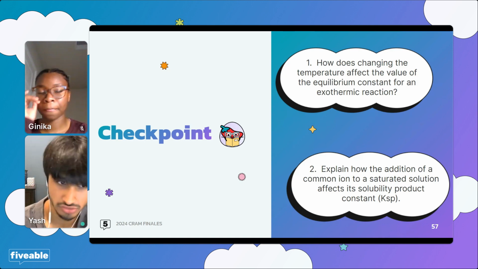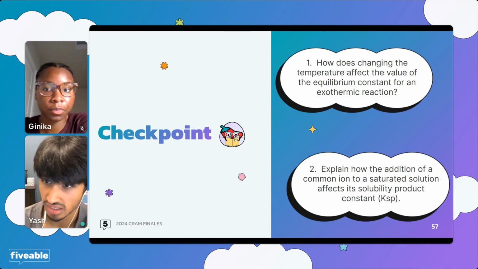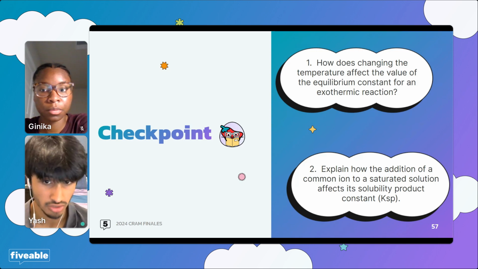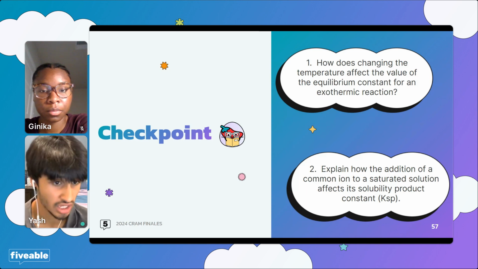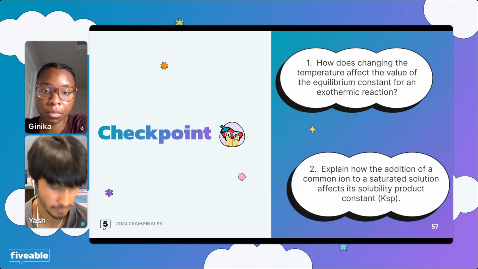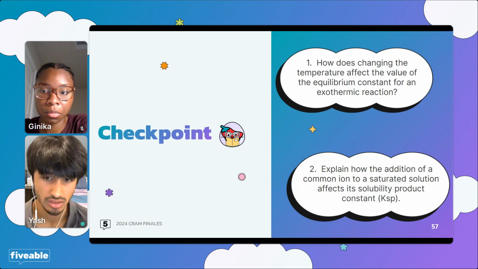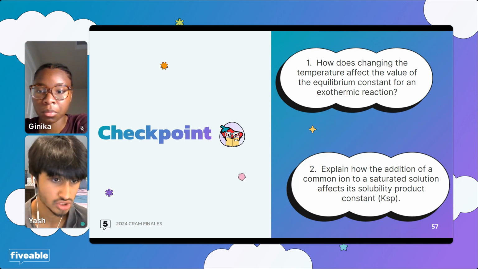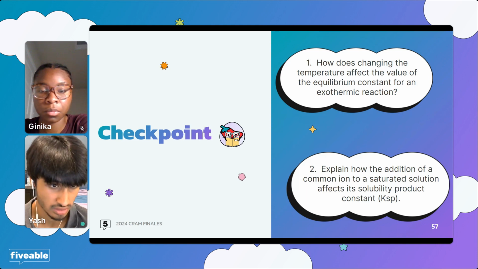Temperature and K are not an inverse relationship. They're related based on the sign of delta H. So yeah, those of you saying it decreases solubility, that is correct. When you add that common ion, it does decrease solubility. However, it does not change KSP. KSP is only impacted by temperature, right? So it doesn't actually affect KSP. It just affects solubility.